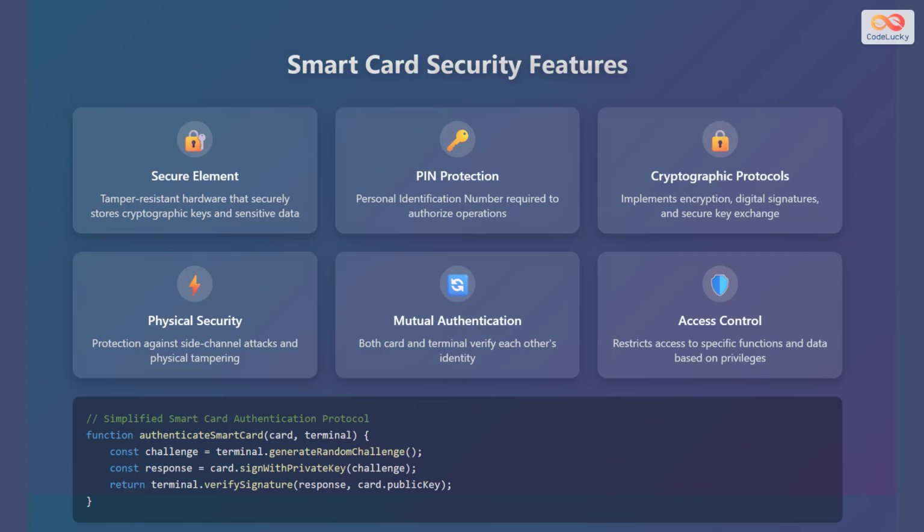Physical security provides protection against side-channel attacks and physical tampering. Mutual authentication ensures both card and terminal verify each other's identity. And access control restricts access to specific functions and data based on privileges. Here is a simplified example of smart card authentication using cryptographic protocols.